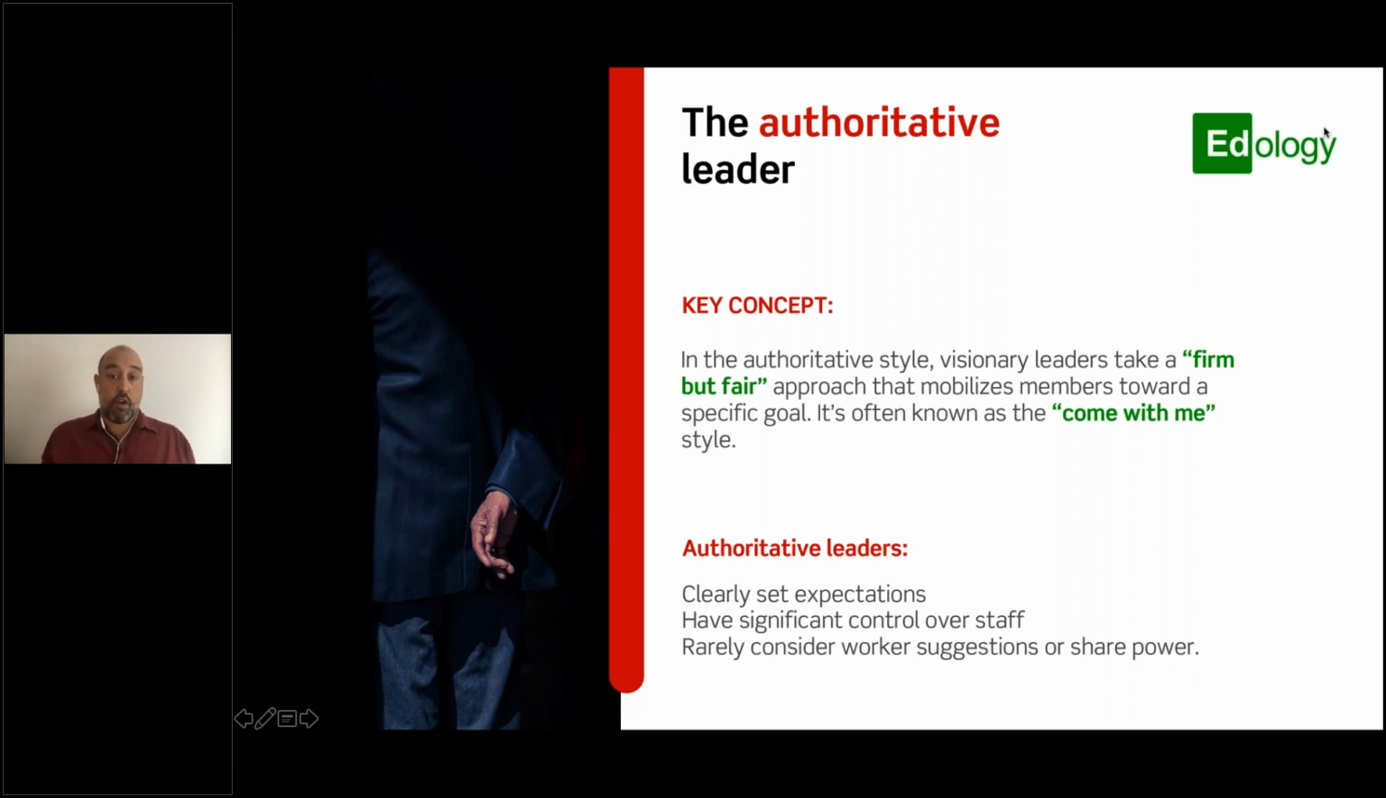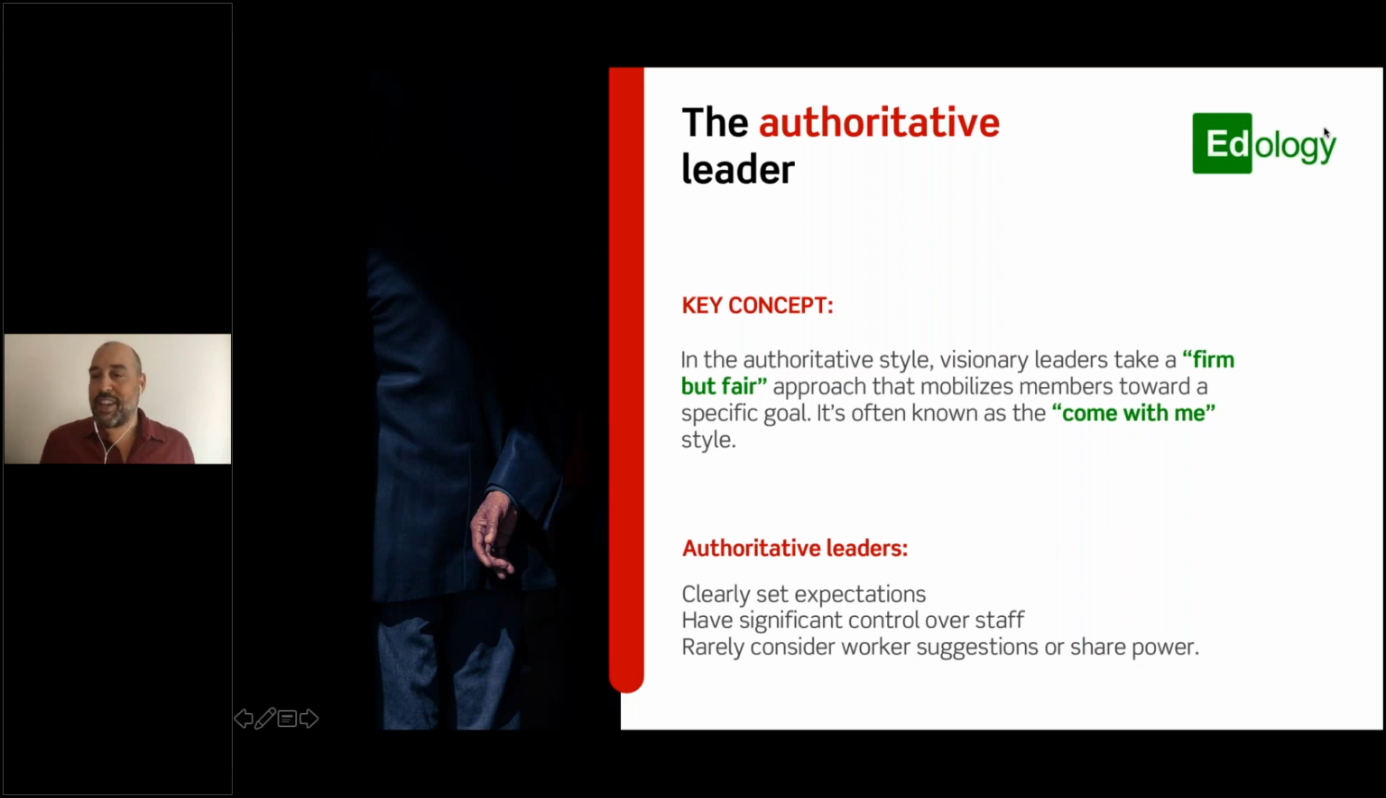Now, the worst type of authoritative leader can be quite aggressive, maybe slamming their hand on the table, demanding results, threatening to fire you or get rid of you or replace you with someone else. An authoritative leader can be quite coercive, have that significant control, and they might rarely consider your suggestions in the workplace or share their power with you. They like to maintain what we call a large power distance between employer and employee. So that's the authoritative leader.